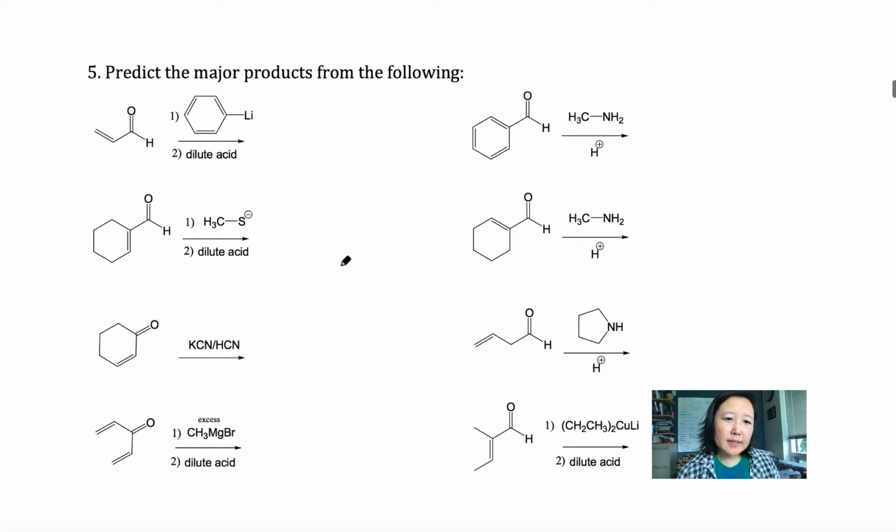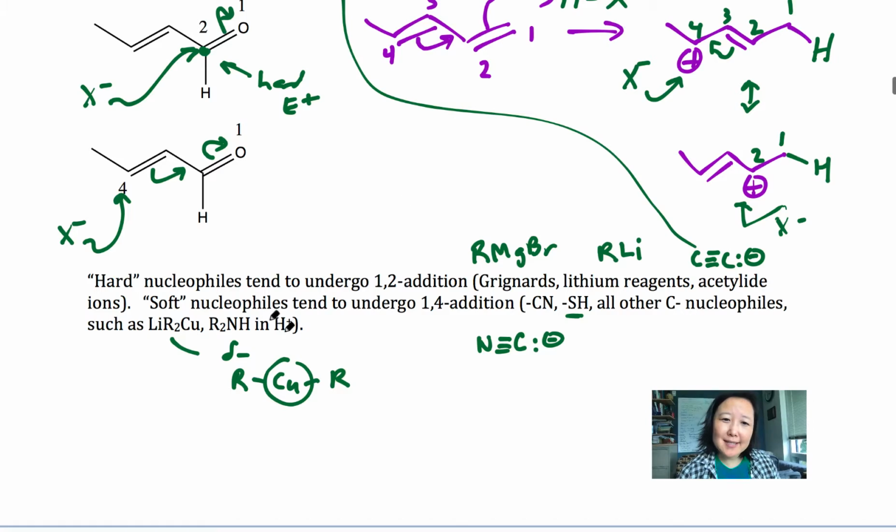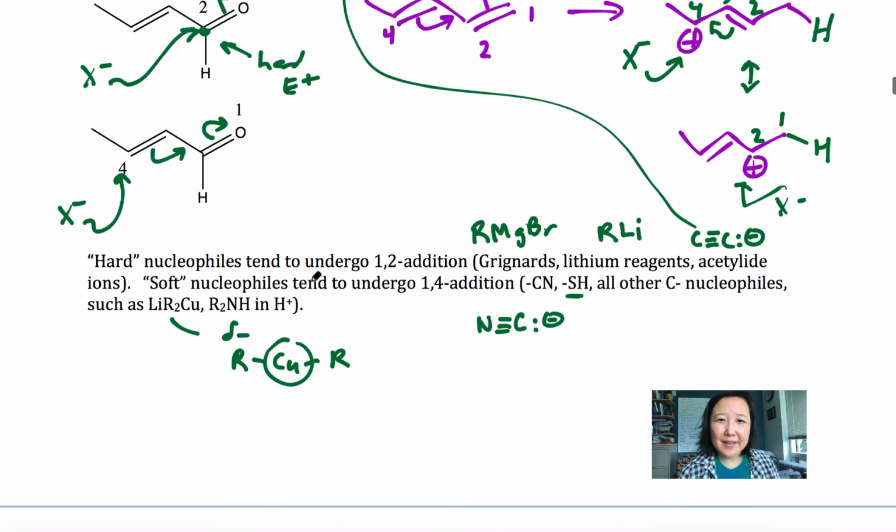And then just start to learn what's hard and what's soft, and see if you can figure out what our predicted products would be, and whether you should add the nucleophile to the 2 position or to the 4 position. Go ahead and give that a try, and maybe use some of this information right here to figure that out.